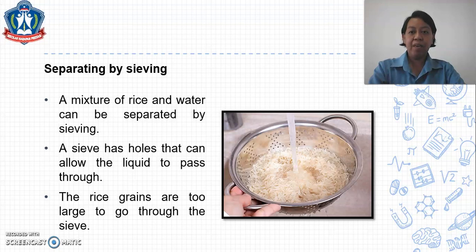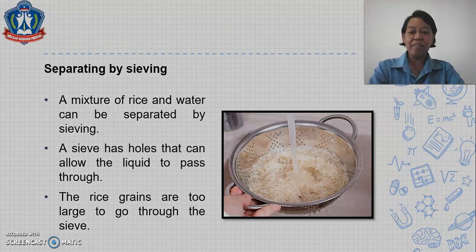Separating by sieving. A mixture of rice and water can be separated by sieving. A sieve has holes that allow the liquid to pass through. The rice grains are too large to go through the sieve.